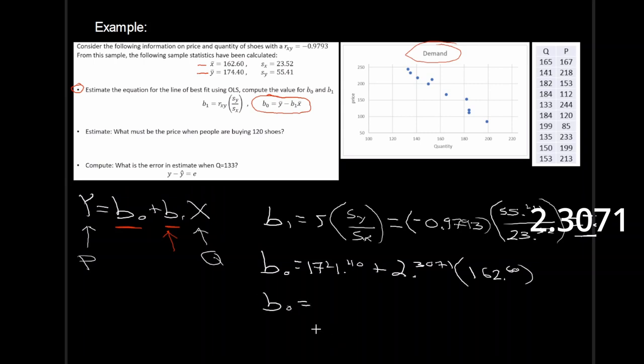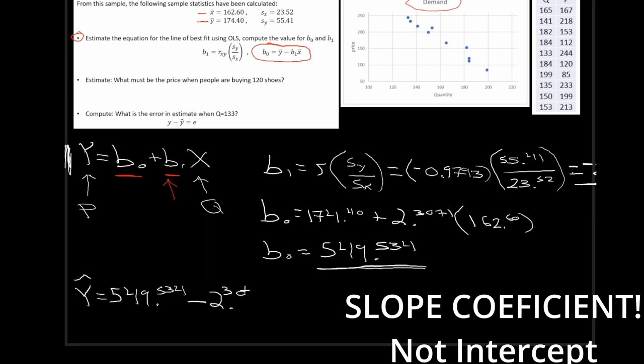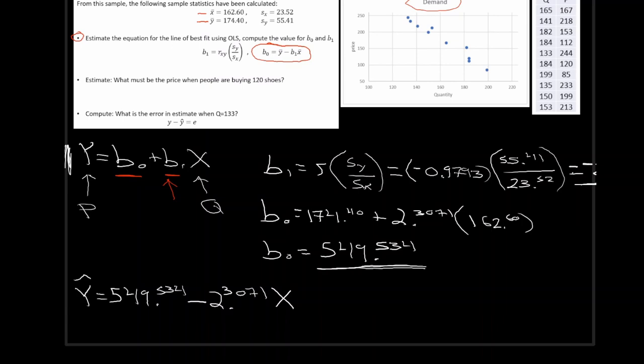So we get our vertical intercept. We get a vertical intercept of, let's work through that. That's 549. And we'll carry around a few decimal places. We'll say 534. Okay. So we've estimated our slope coefficient. We've estimated our vertical intercept. We can bring those two together to then get our estimation for our line. And we get that our predicted value of y hat is going to equal 534, sorry, let's fix that, 534, minus our slope coefficient of 2.3071, and then our value of x. So we have our linear expression. We have our formula for the line of best fit. From here, we can then move on to the next question.